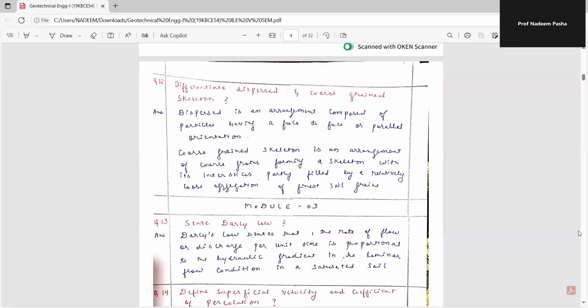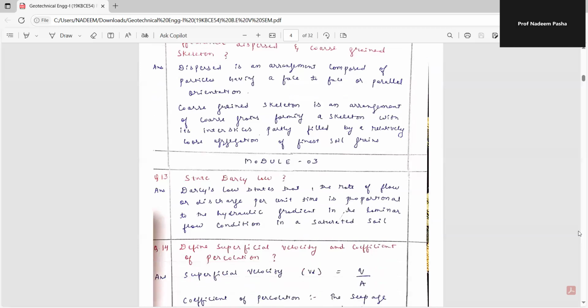Darcy's law states that the rate of flow or discharge Q is proportional to hydraulic gradient i, which is nothing but H by L. In order to remove this proportionality, a new constant is included called K, the coefficient of permeability.